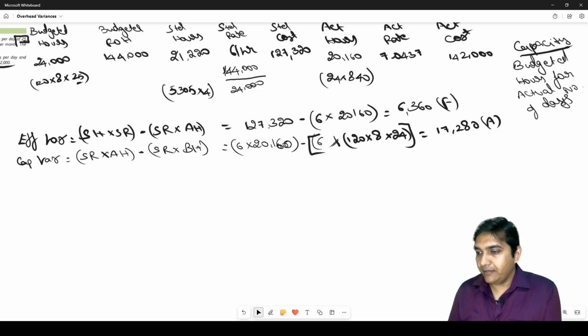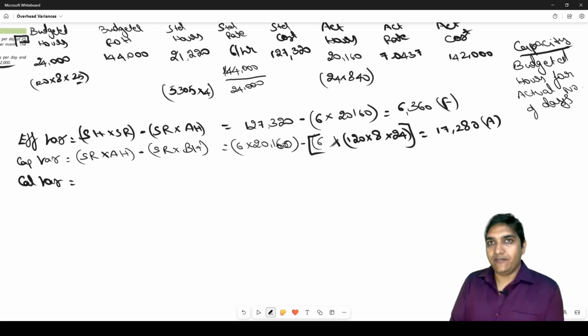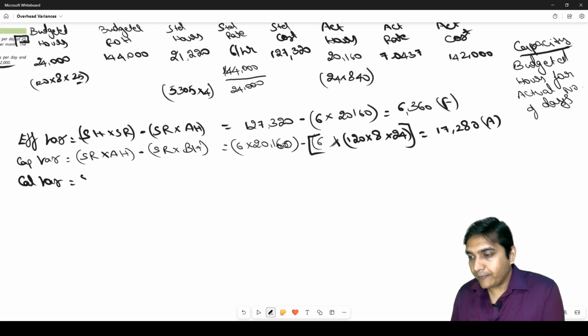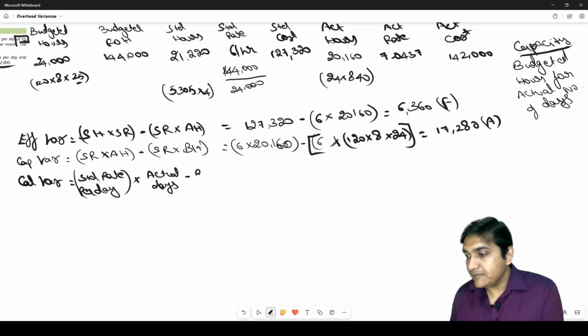Next, let us see calendar variance. So the formula is standard rate per day into actual days minus budgeted days.